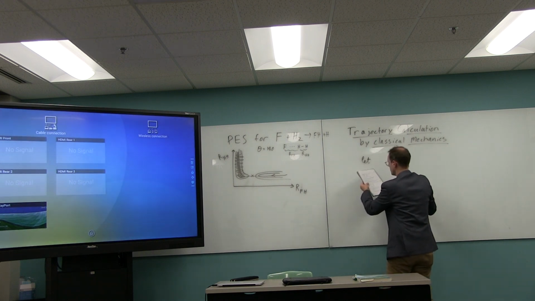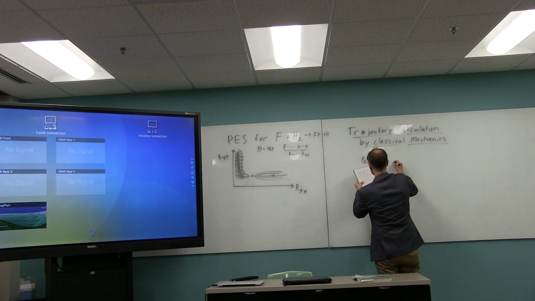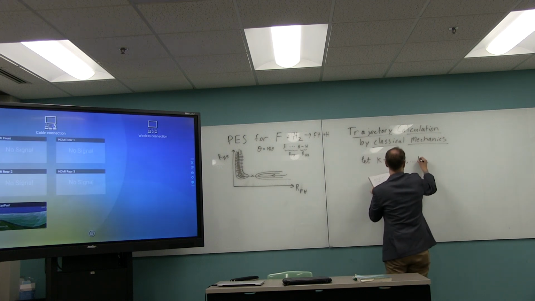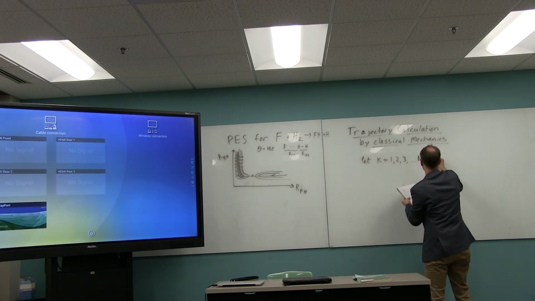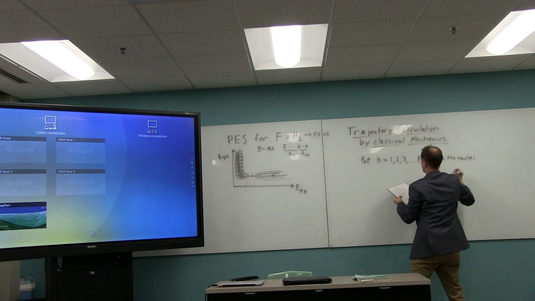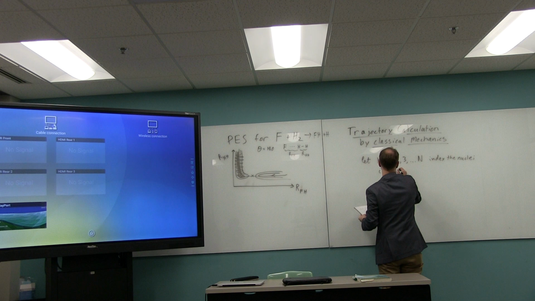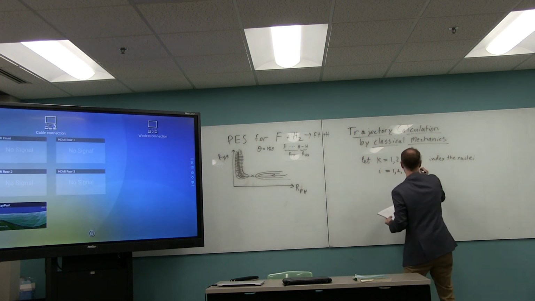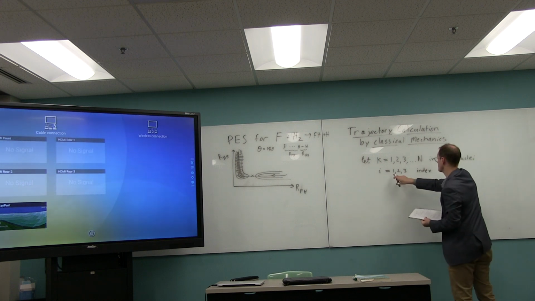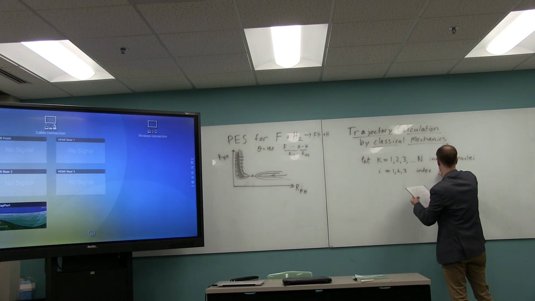And this is conceptually not so difficult to understand. If you let k be an index for the number of the nuclei, and we're going to let i be either 1, 2, or 3, and that's going to be an index for the Cartesian coordinate x, y, z. Right? i equals 1 means it's the x coordinate, i equals 2 means it's the y coordinate, and so forth.